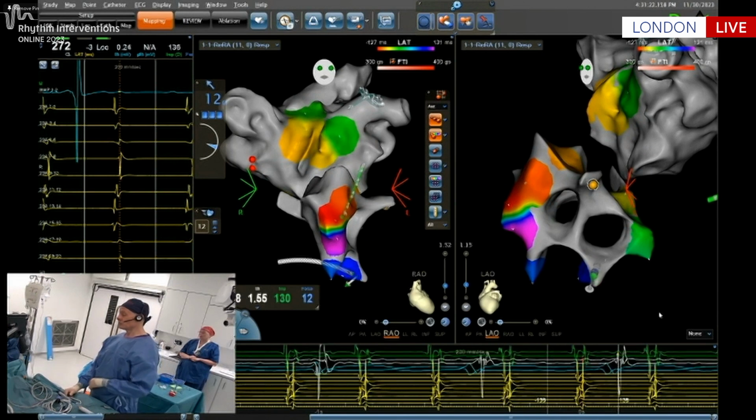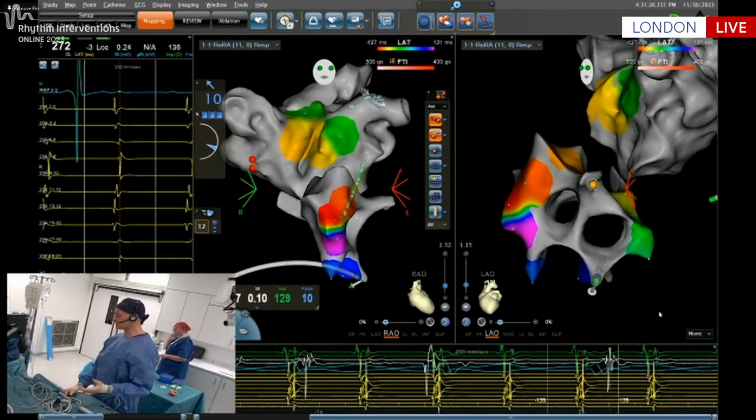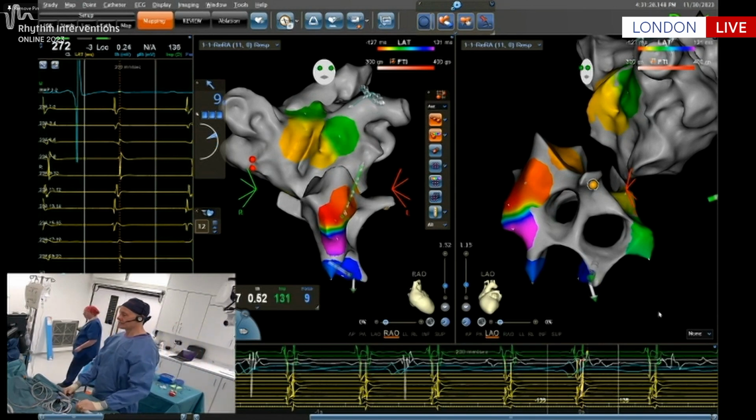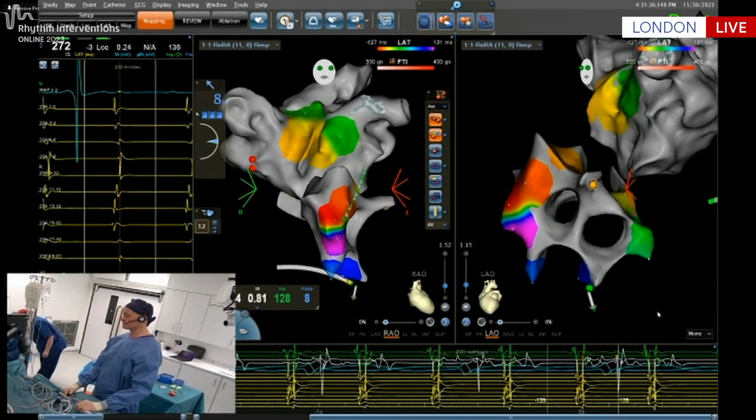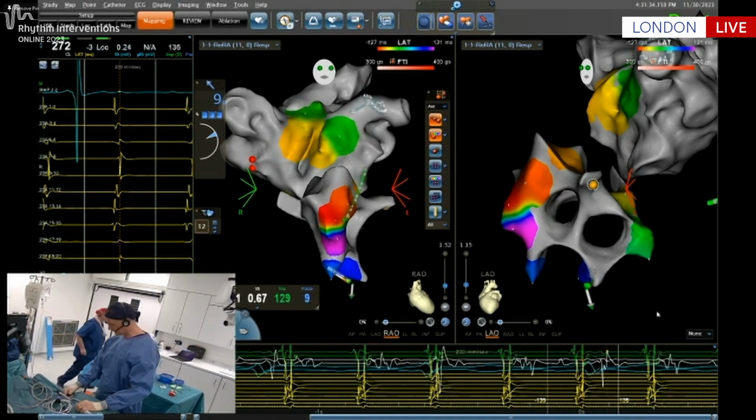And so I'd normally at this point just do an isthmus line, because I'm going to do an isthmus line anyway, rather than entrain it and risk the flutter terminating with ablation.